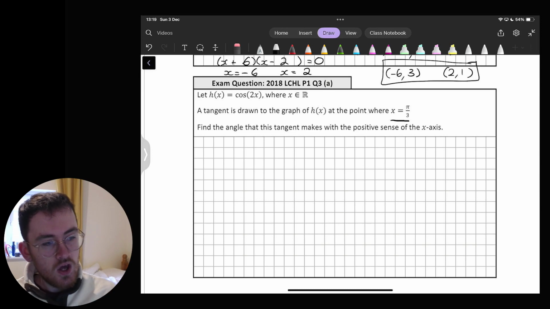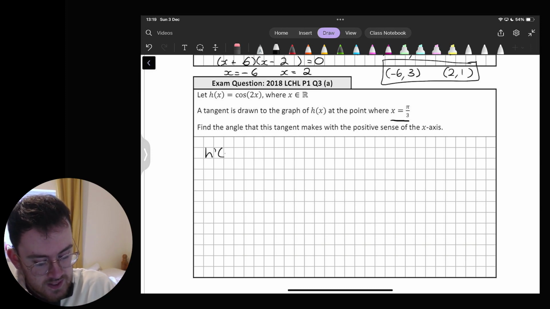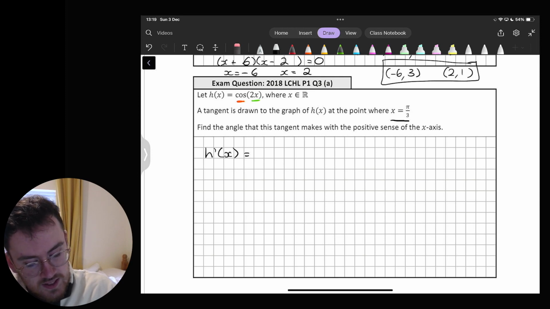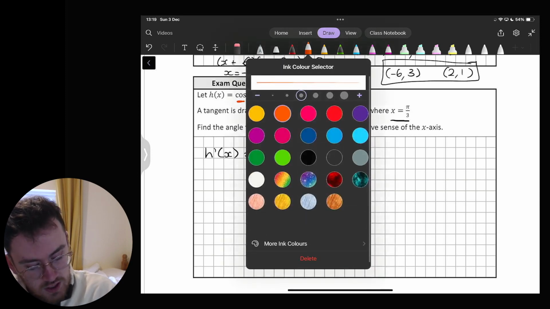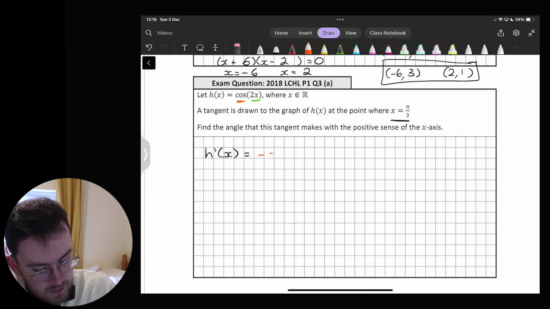Okay, so first of all we're going to evaluate the derivative to get the exact slope of this tangent. I'm going to differentiate the function part, and I also need to differentiate the angle part. So my function part, cos 2x, goes to minus sine 2x, and I then need to multiply by the derivative of the angle, which is 2. So I get minus 2 sine 2x.